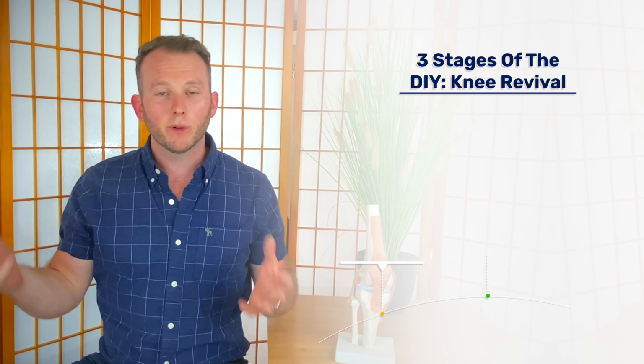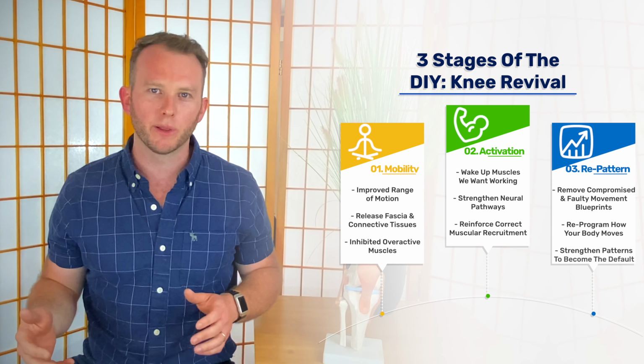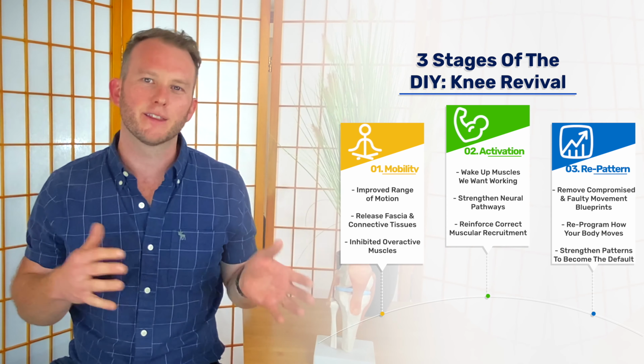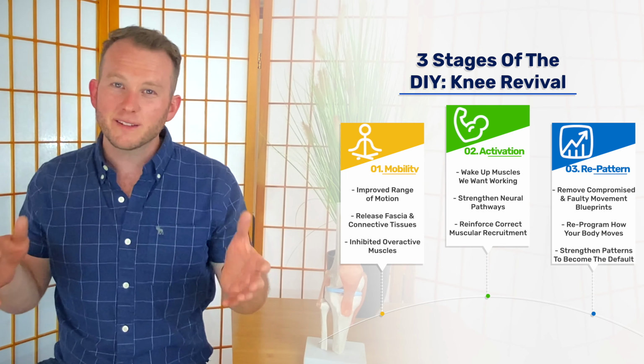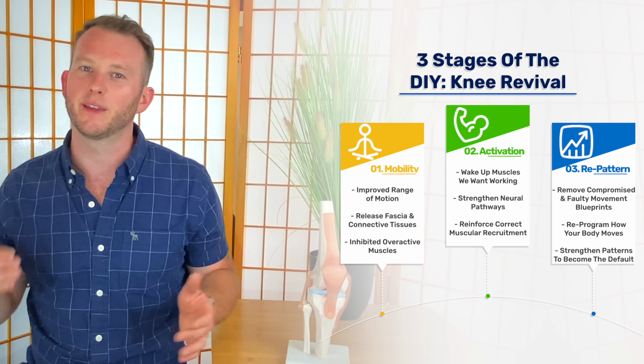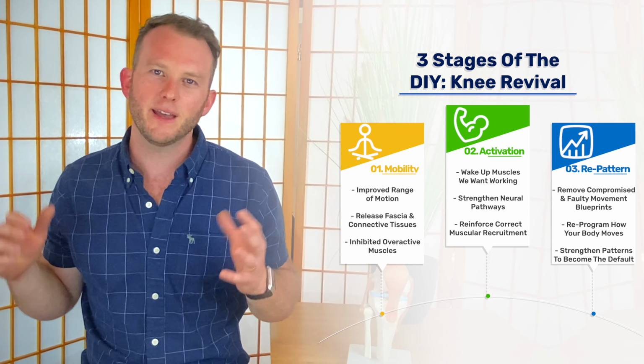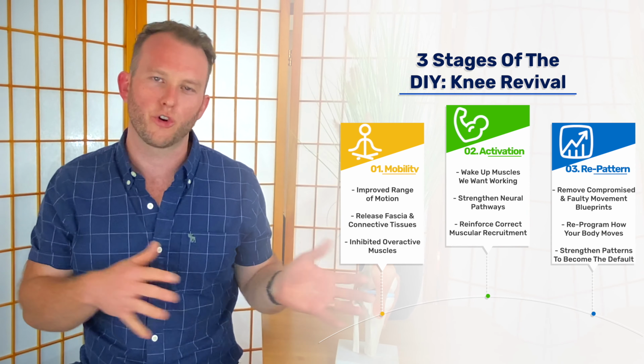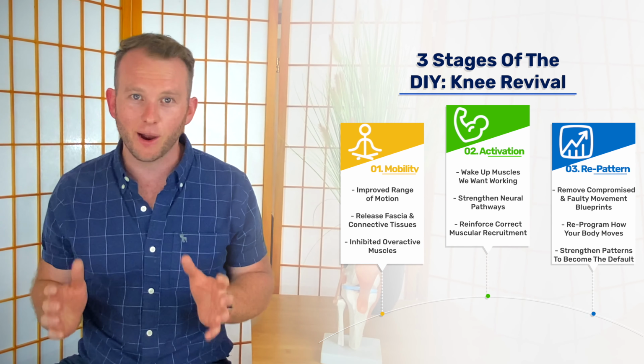By following the program in the order that I've set out, you will have improved your range of movement and your mobility. Your body's able to get into the correct positions. So once you've done all your activation exercises, you've got all the right muscles ready to fire, and the incorrect muscles are inhibited, and they're going to be less likely to work when you're trying to get the right ones working. So now you're ready to repattern your critical movements.